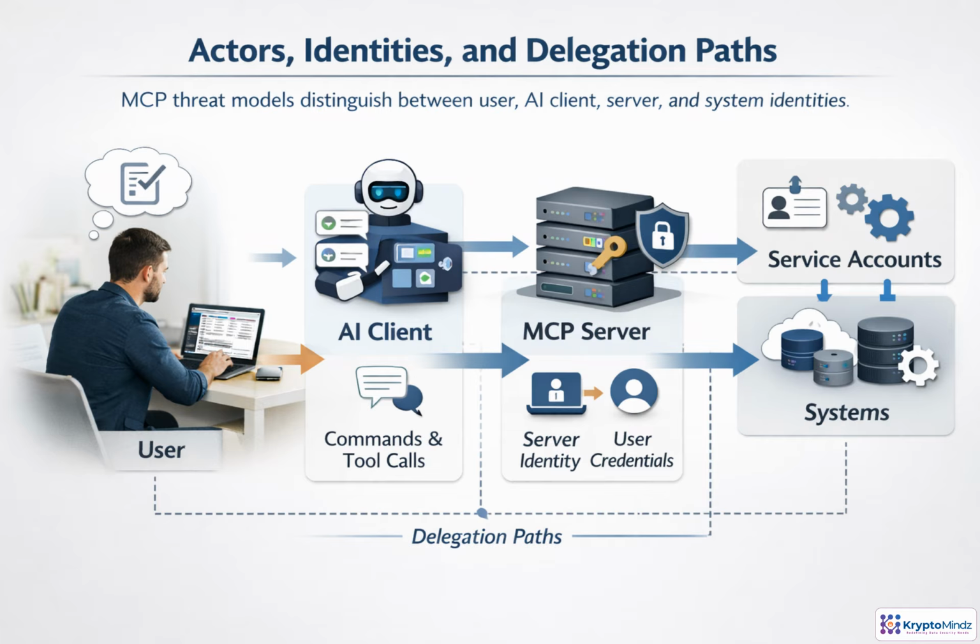One common mistake is treating every action as if it came directly from the human user. The user expresses intent, but the AI client interprets that intent and chooses tool calls. The MCP server then executes using some authority: its own service identity, a user-delegated token, or another downstream account. Those are very different trust decisions. If user, client, and server identity are blurred, permissions can leak across boundaries. Before designing authentication or authorization, map who is acting, who approved it, and which credential the downstream system actually sees.